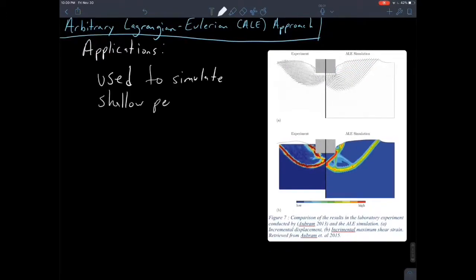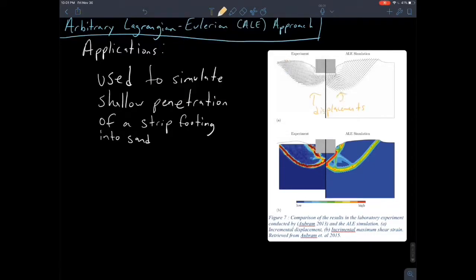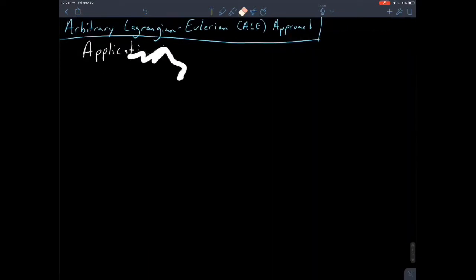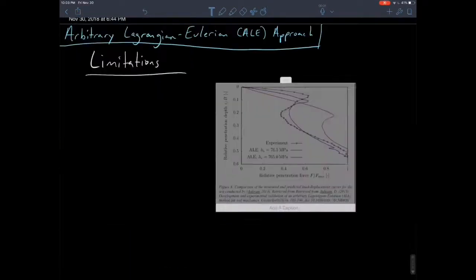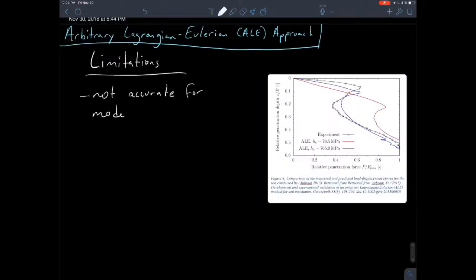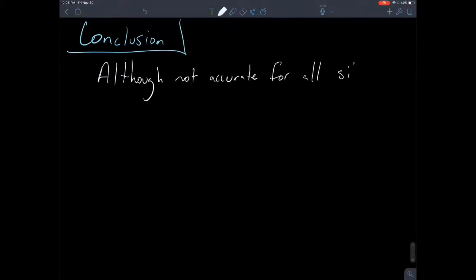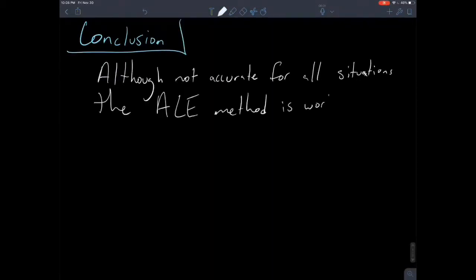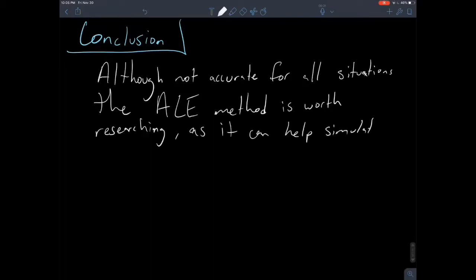And in my report, I analyzed an experiment which dealt with the penetration of strip footings into sand. However, the ALE approach isn't always reliable. But it's definitely worth it to research it because it can be applied to different situations.